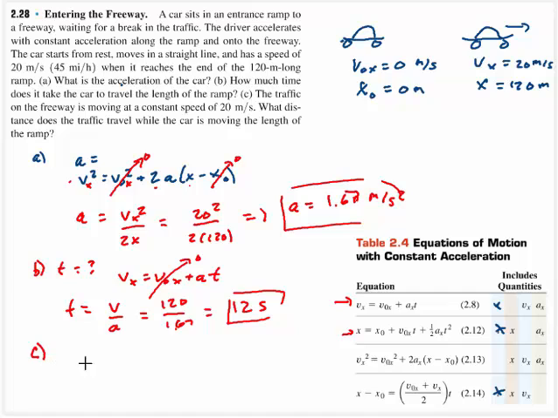Lastly, for part C, we're looking for how far traffic went while the car was moving down the ramp. And we're going to say position is equal to rate times time, or velocity times time, if you will. The velocity of traffic is told to be 20 meters per second. It took 12 seconds for the car to accelerate, so that's going to simply be 240 meters.